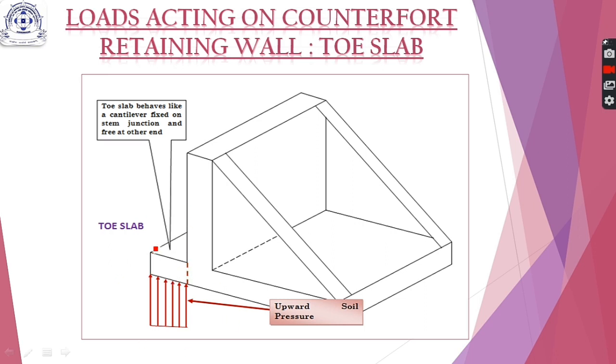Therefore the behavior of toe slab is same, that is like a cantilever fixed on the stem junction and free at the other end. So its behavior will be the same as that in the cantilever retaining wall, and the load acting will be the upward soil pressure acting on the heel slab and toe slab, and the downward weight of soil, this can be neglected because this is very less height, so this load can be neglected as we did in the previous case.